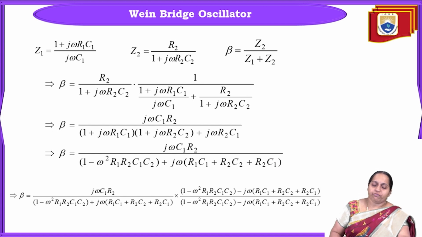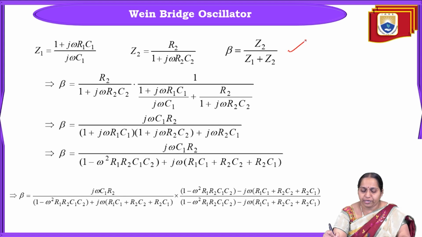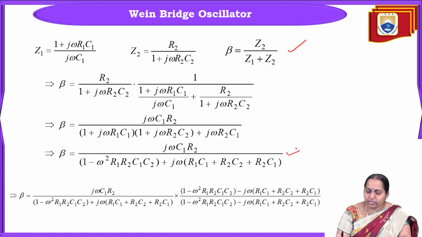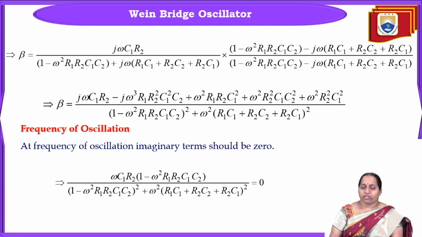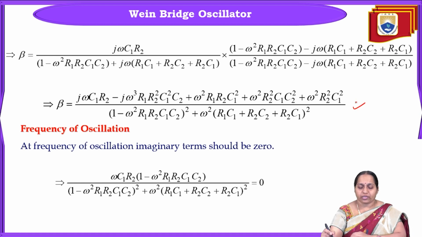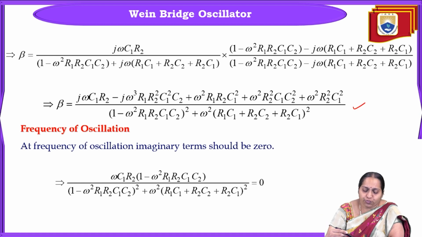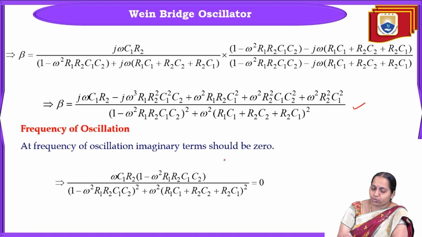Now what is Z1? We have calculated Z1 and Z2 in the previous steps. Substituting those values of Z1 and Z2 in this equation for beta, you will get finally beta equal to this term. After this, we rationalize the denominator, and finally you will get beta equal to this equation. If you simplify further, you will get beta equal to this. Now, to find the frequency of oscillations, as we have seen in the previous RC phase shift oscillator, the imaginary term should be 0.